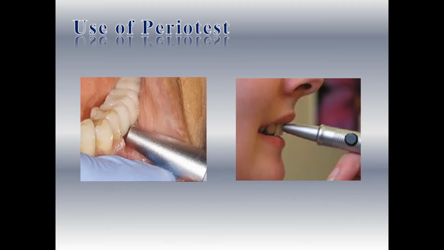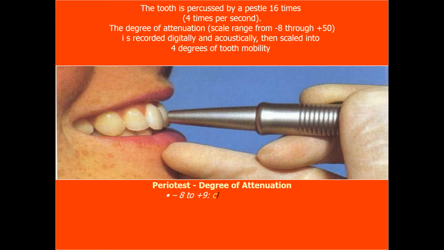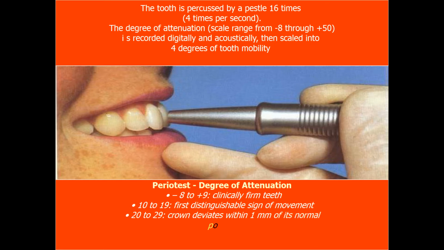These values, this is the periotest device. The value of the periotest corresponds to the Miller scores.